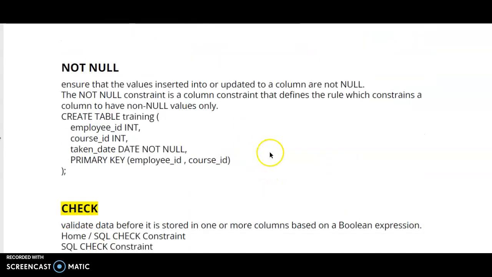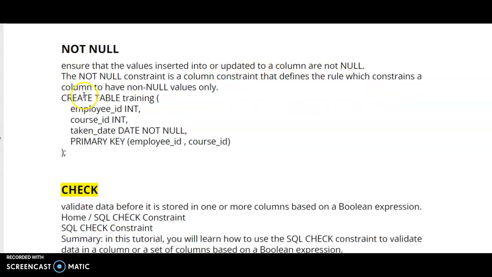Okay, next, not null. It ensures that the values inserted into or updated in a column are not null. The not null constraint is a column constraint that defines the rule which constrains a column to have not null values only. It means if we try to insert a null value for that column, it will give you an error.